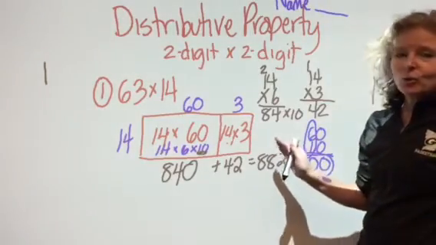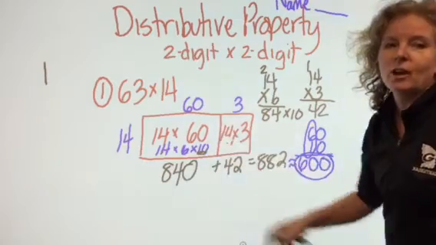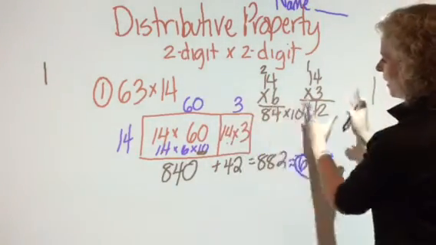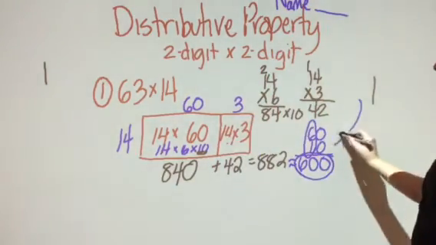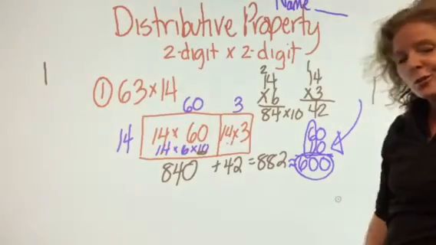That's how you use the distributive property. Take the area model, kind of draw it out for yourself. Do all this math off to the side, and then check for reasonableness with your estimate. I'm going to show you the rotation now.